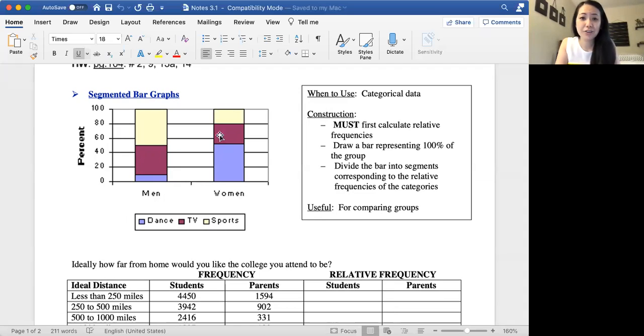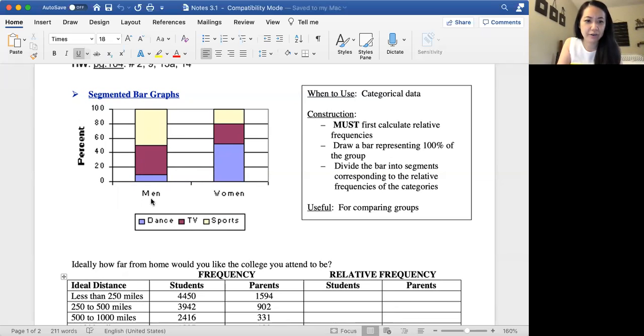All right, so then how you do it is you first calculate all the relative frequencies, draw bars representing 100%, and then you divide each bar into segments corresponding to those relative categories, which is why it's called a segmented bar graph, right? So here we can see, about 10% of men prefer dance. And then from 10% to 50%, so that's a 40%, right? So 40% said TV. And then from 50 to 100, so that's 50%, say sports.